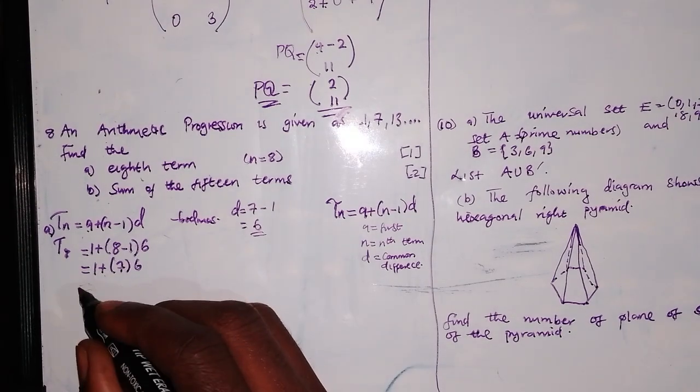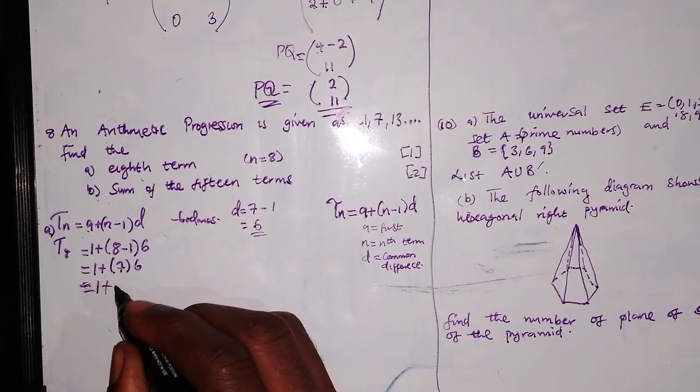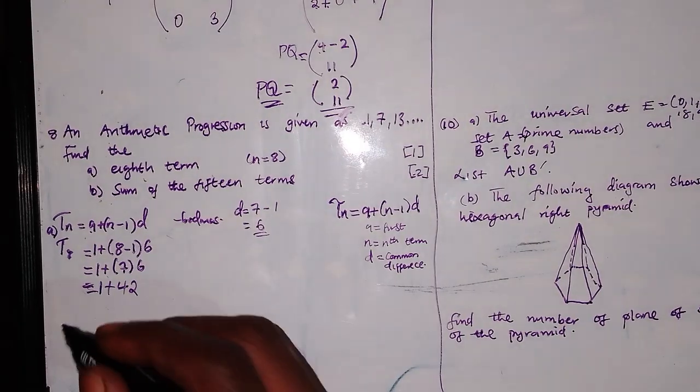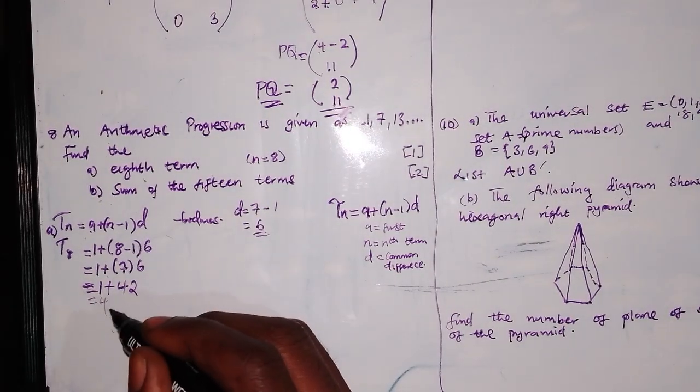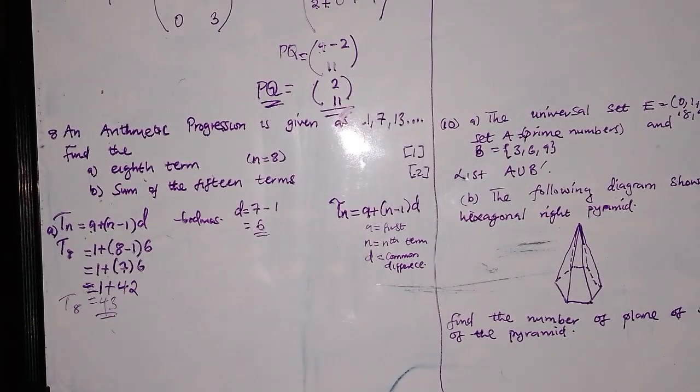So now we say here 1 plus 42 what? Because 6 times 6 is what? 36 plus 6, we have 36, 37, 38, 39, 40, 41, 42. So we have 42. Then here you add 1 plus 42 is what? 43 as our 8th term. So meaning at our 8th term, we have 43.